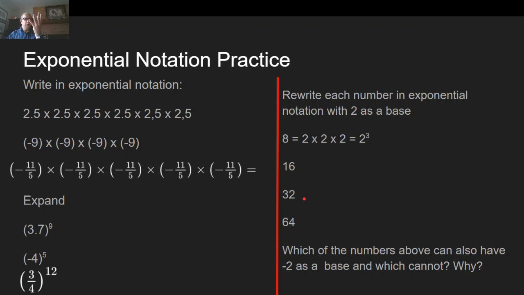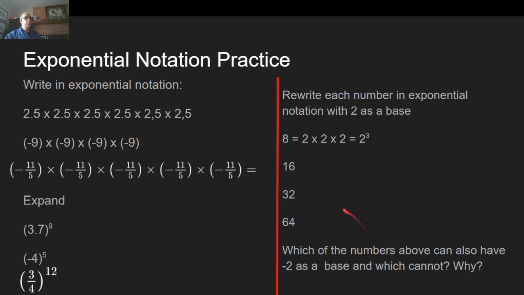This next one, I know 2 to the power of 4 is 16, times 2 is 32, so 2 to the power of 5. And then 32 times 2 is 64, so that would be 2 to the power of 6. 2 to the power of 6 would be 64. I get stuck.